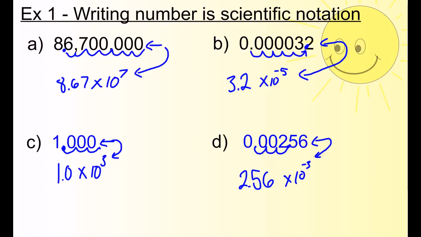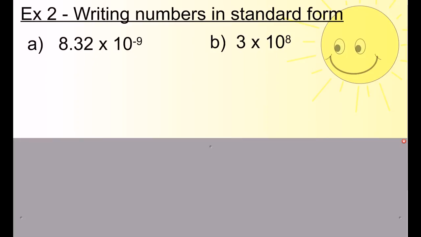So we now understand how to take a number in standard form and write it into scientific notation. The next example, we're going to do just the opposite. We're going to take a number in scientific notation and write it into standard form. So honestly, it's going to be just the opposite method.